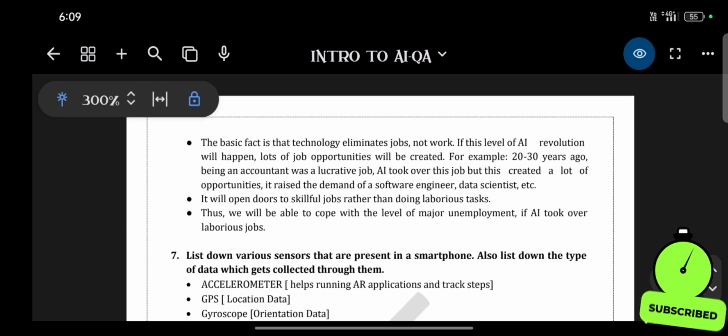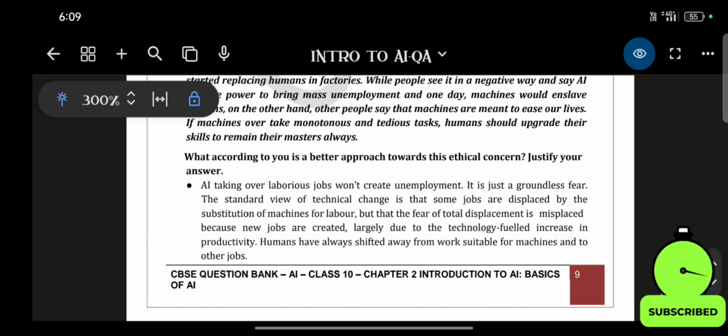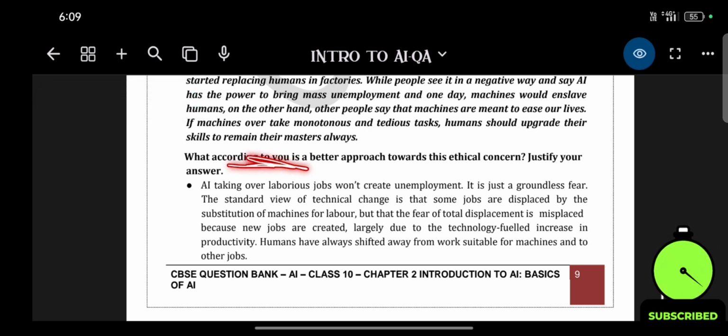Basically, this is also a competency-based question. Here the question asks, what will be according to you? Meaning, better than you.